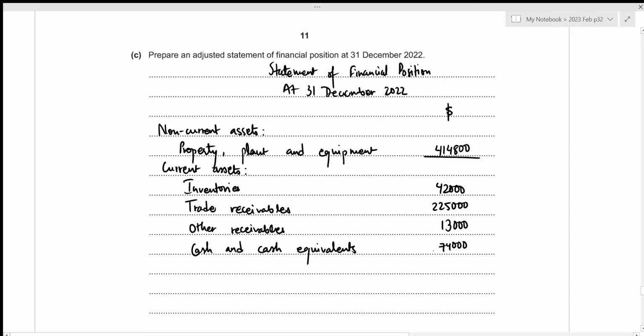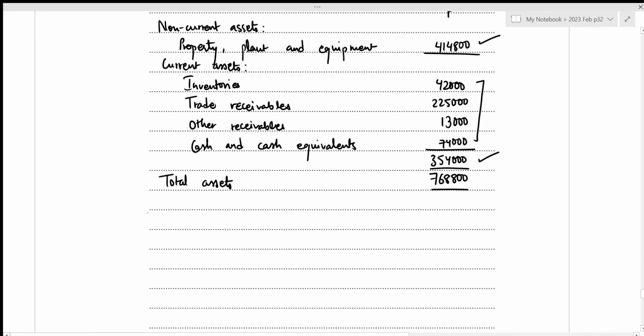Now let's figure out the total of our current assets by adding these four items. So that's 42,000 plus 225,000 plus 13,000 plus 74,000, which results in 354,000. We now can also figure out the total assets value by adding our non-current assets and the current assets. In this case, that's 414,800 plus 354,000, which results in 768,800. Now we can move towards our equity section.